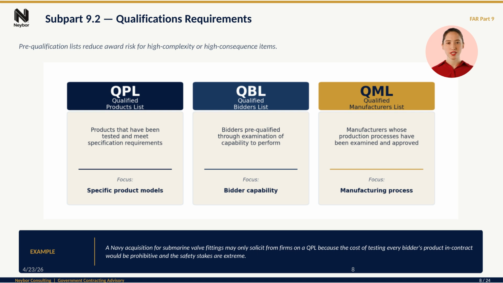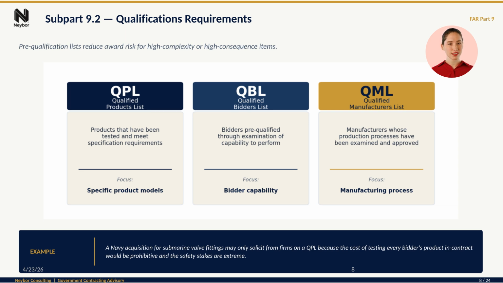Subpart 9.2 deals with qualification requirements, formal pre-approval lists that the government maintains for certain high-risk or high-complexity items. There are 3 flavors. The Qualified Products List, or QPL, covers specific product models that have been lab tested and verified against a specification. The Qualified Bidders List, or QBL, is about the firms themselves. It captures bidders whose capability to perform has already been examined. The Qualified Manufacturers List, or QML, looks at the production process. The idea is that if you approve the way a manufacturer builds, you don't need to retest every finished unit.